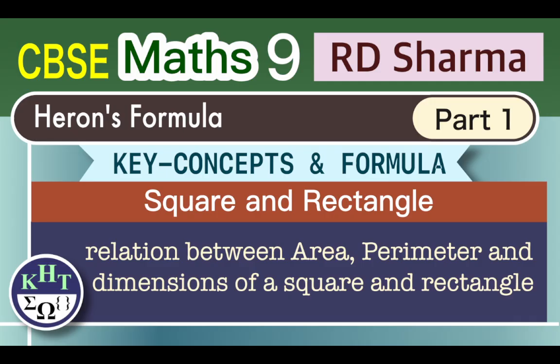This is the new chapter I am starting, which is Herons Formula. This is part 1 video where I will be discussing the key concepts and formulas of the area and perimeter of a square and a rectangle, and how the dimensions of a square and a rectangle are related to area and perimeter.